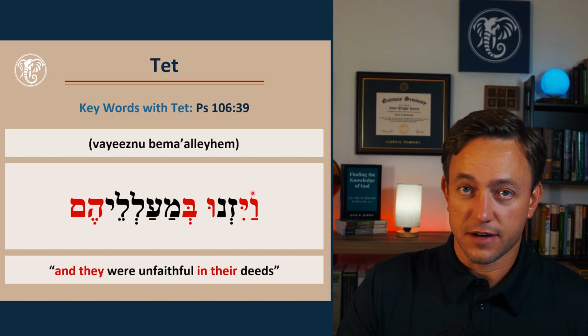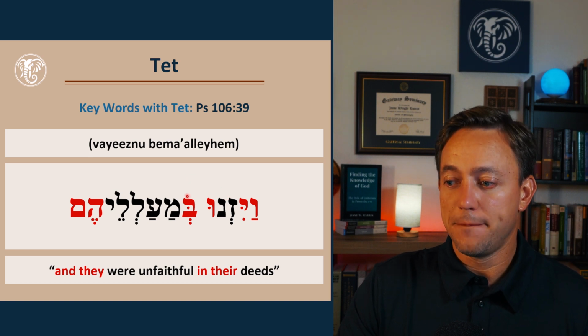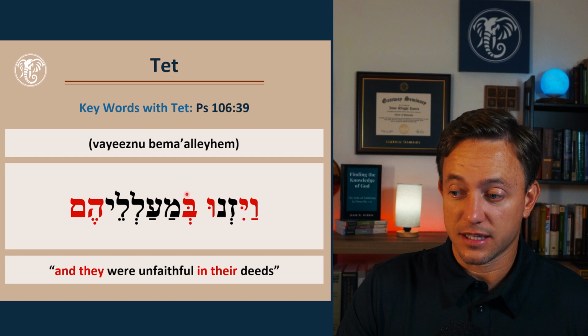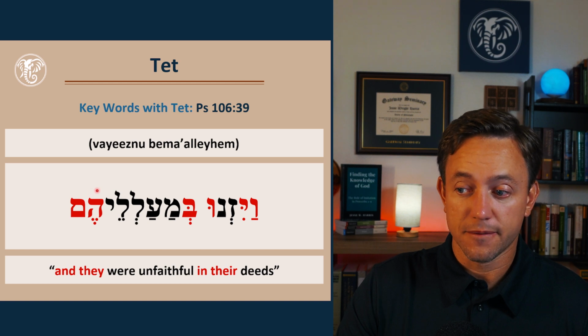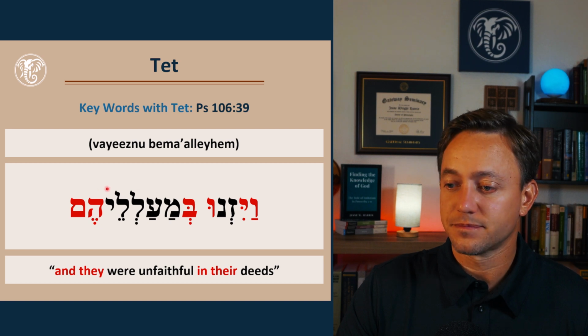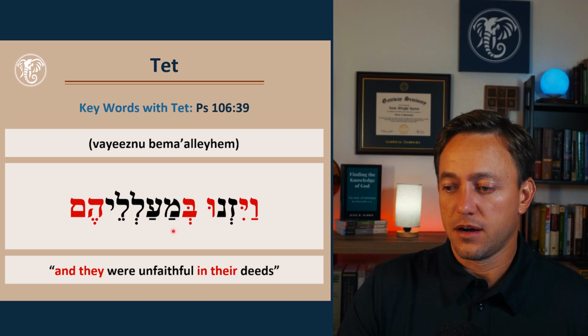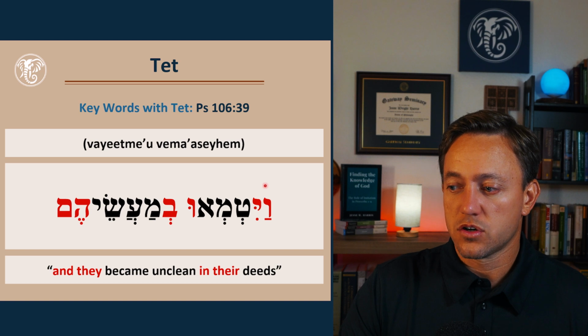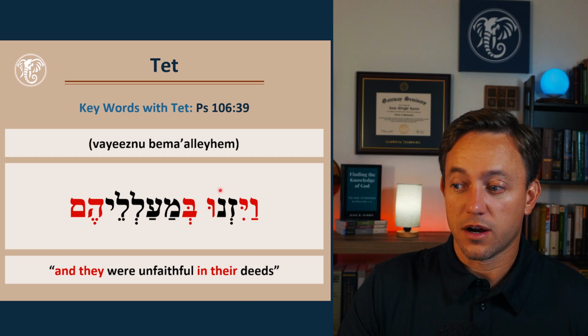So again, we see this va plus the yod and the u. So again, they were unfaithful. And this is paralleling that previous line, in or with or by. Hem, their, ma'ale. And so this is just another word meaning deeds or actions, something like that. Again, just meant to parallel that previous line. So we have, they became unclean by their deeds, and they were unfaithful, or they became unfaithful by their deeds.